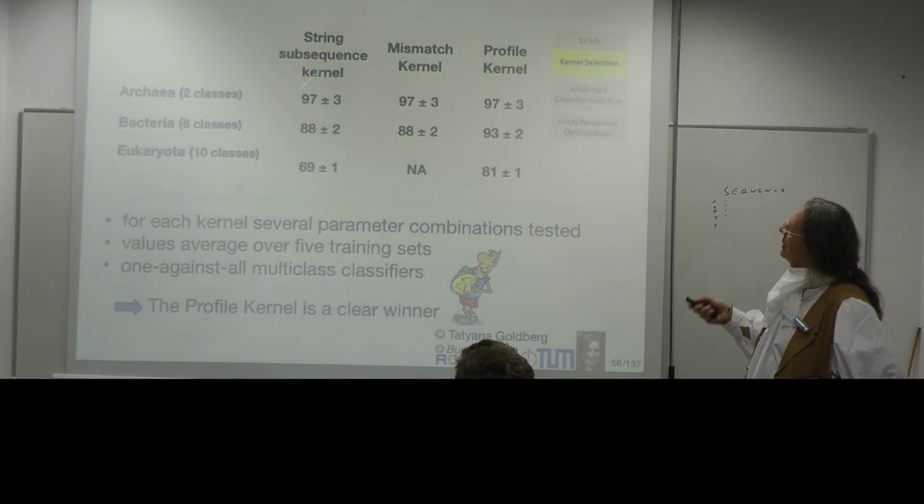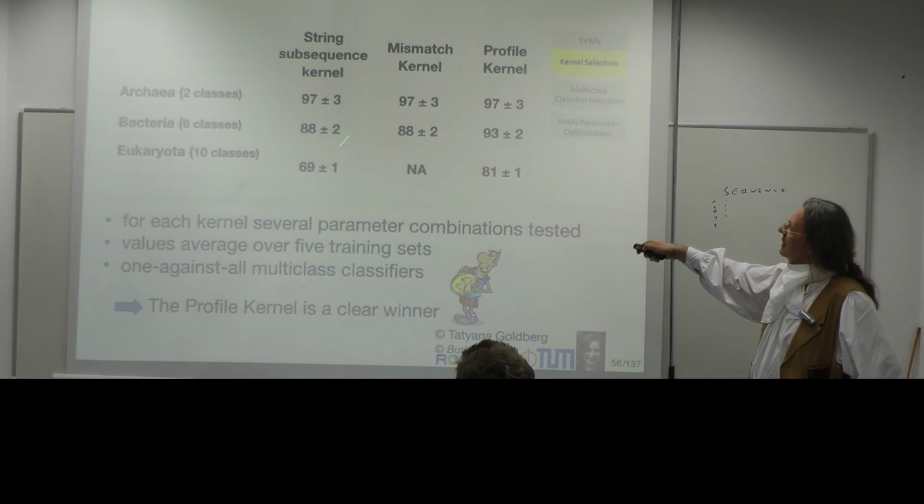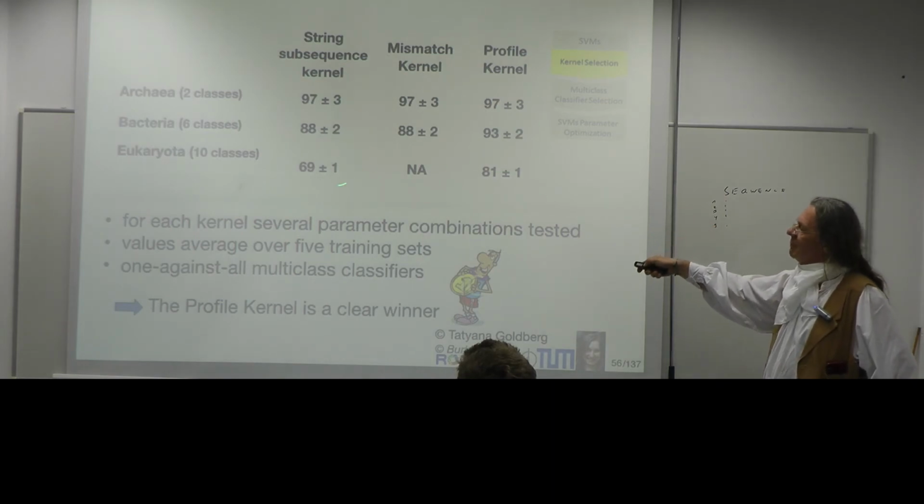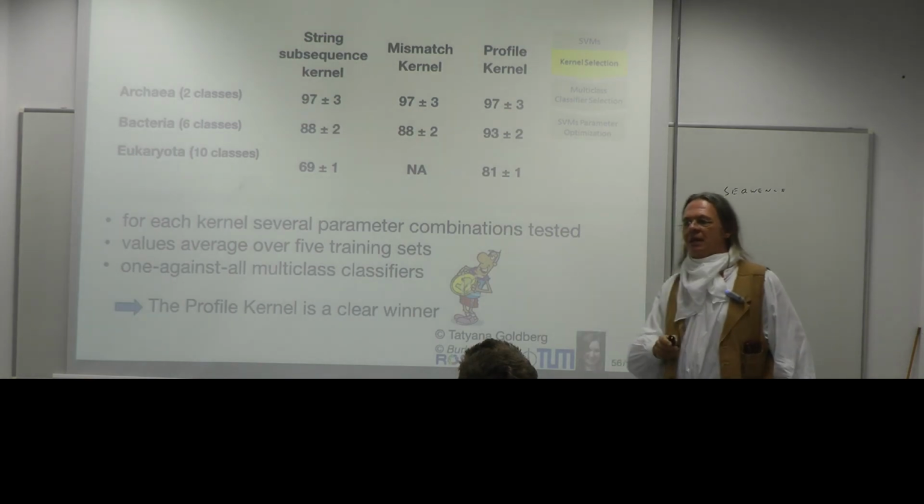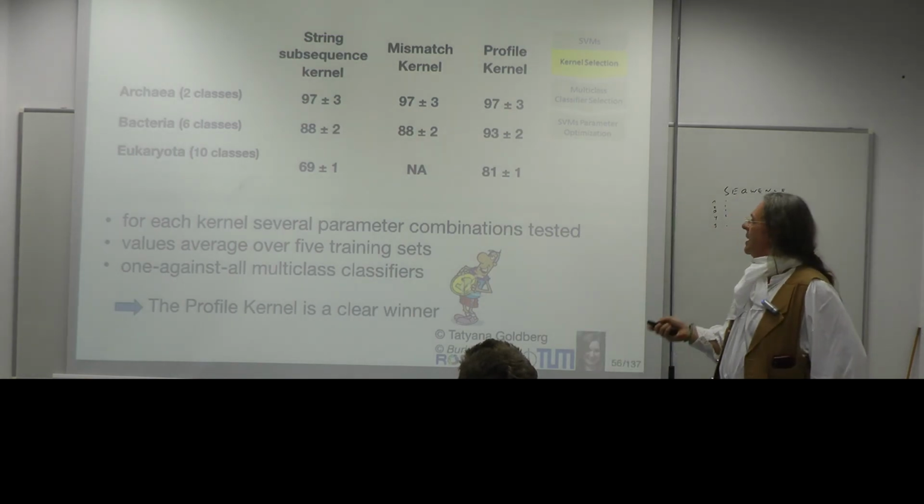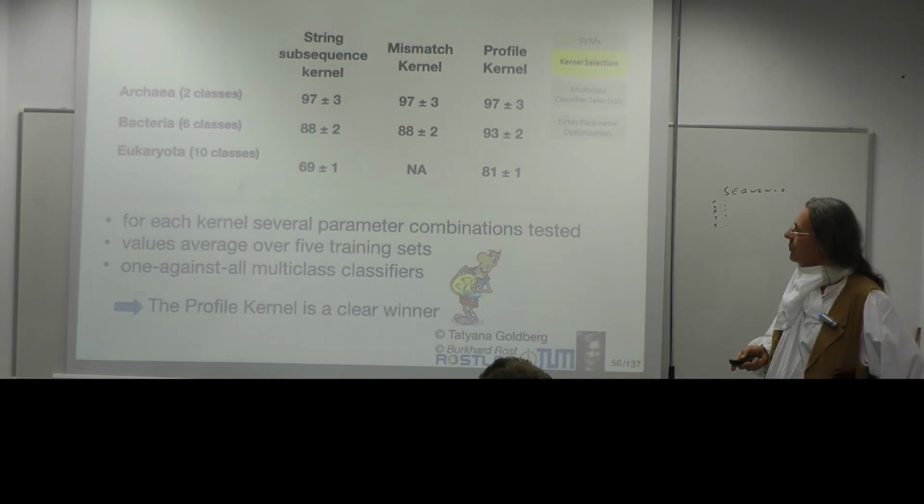When we predict, we can compare, and let's just look at the eukaryotes only, different types of kernels. String subsequence, profile kernel, mismatch kernel, this never got to work here, we never got the solution. String subsequence versus profile kernel, you see the conserved profile kernel, conserved PSSM kernel as I'm supposed to call it, is way better than this, so 81 is higher than 69.